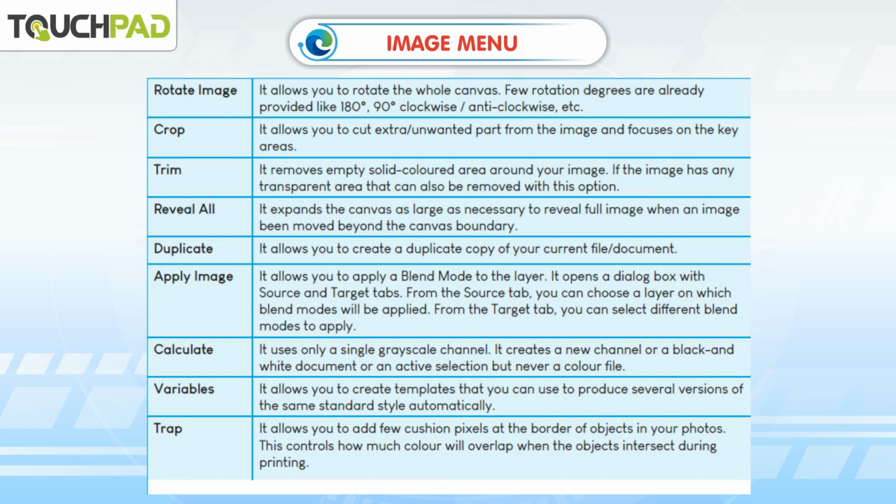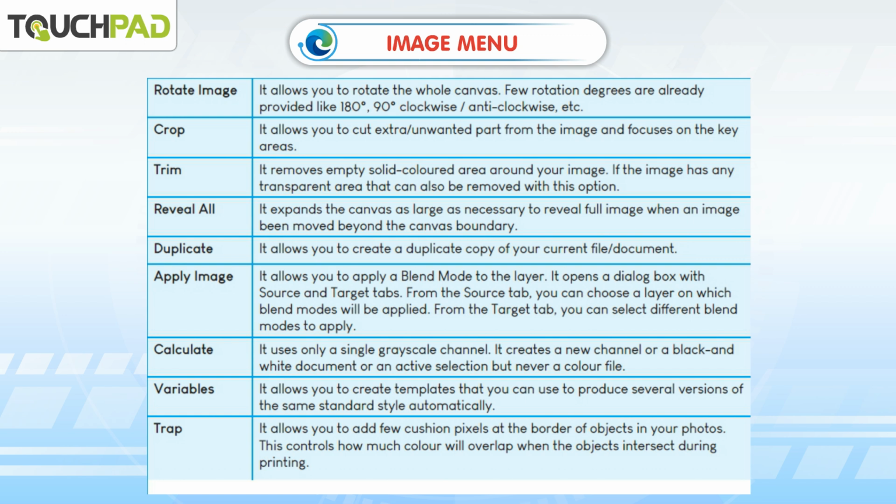Crop. It allows you to cut extra or unwanted part from the image and focuses on the key areas. Trim. It removes empty, solid colored area around your image. If the image has any transparent area, that can also be removed with this option. Reveal all. It expands the canvas as large as necessary to reveal full image when an image is being moved beyond the canvas boundary. Duplicate. It allows you to create a duplicate copy of your current file or document.